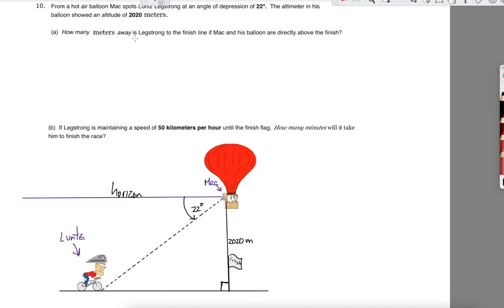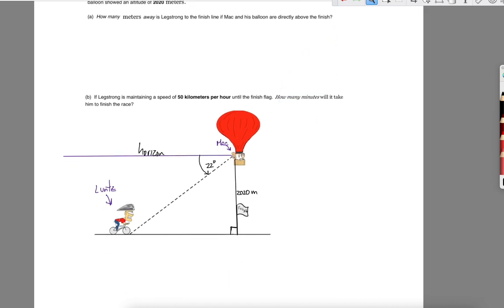And how many meters away is Legstrong from the finish line if the balloon is directly over the finish line? So we're looking for this length right here, this distance. Call it D. All right, so the ground is horizontal. This horizontal line up here is horizontal. These are parallel lines. We know that this is also 22 because these are alternate interior angles.